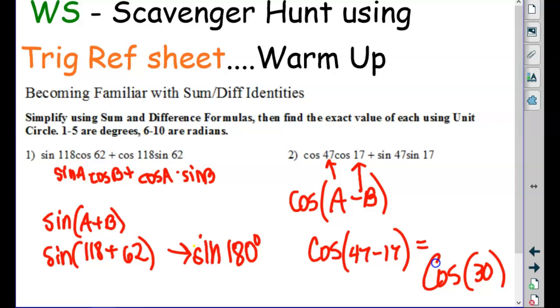Okay, now could you go to 30 and tell me what the cosine is? Square root of 3 over 2, maybe? Okay, what was the sine at 180? I forgot that last step. Sine at 180 is 0, right?